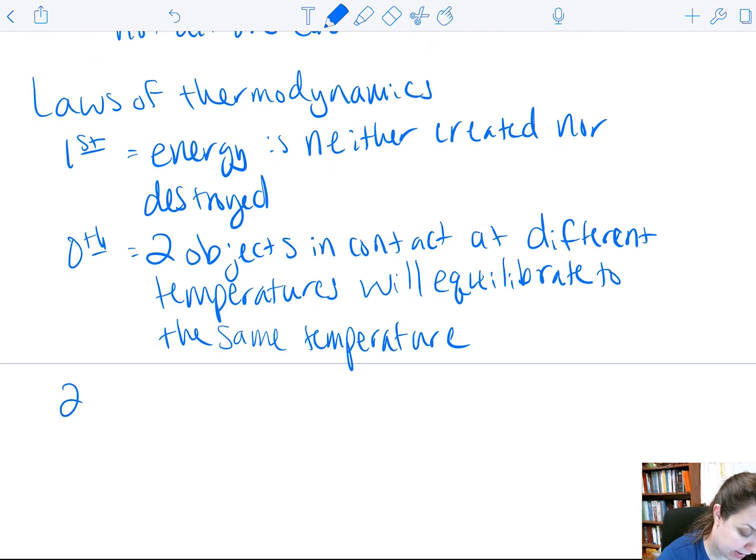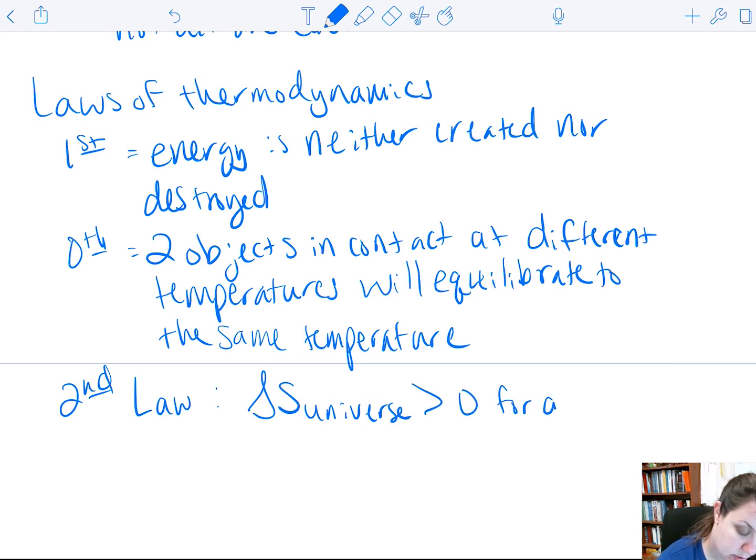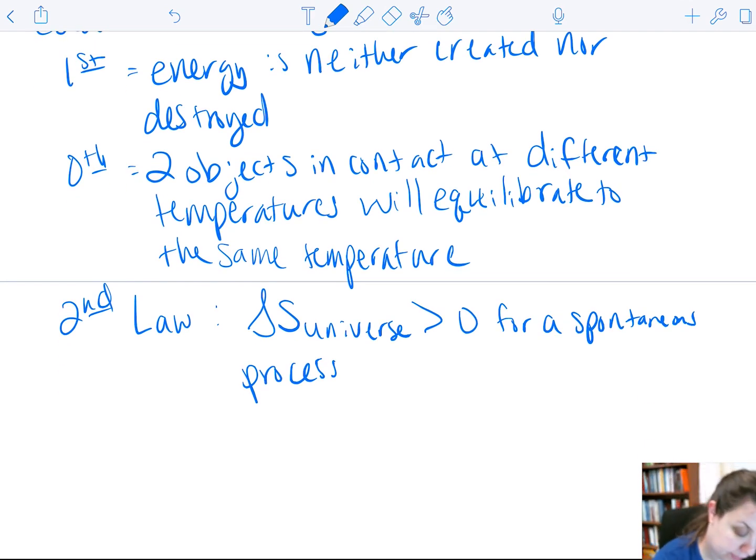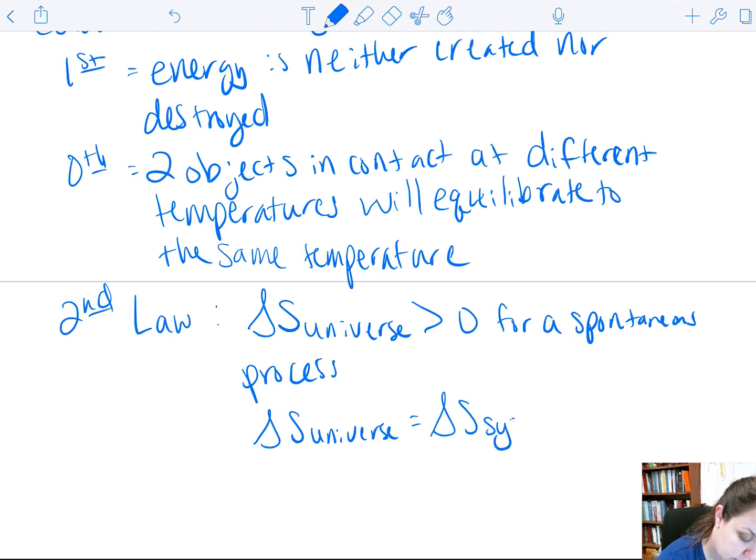Okay. We're also going to look at the second law of thermodynamics. So for the second law, our entropy change is going to be greater than 0 for a spontaneous process. And we're going to look at why in class. So if we have a spontaneous process, we're going to increase the entropy of our universe, where delta S of our universe is equal to delta S of our system plus delta S of our surroundings.